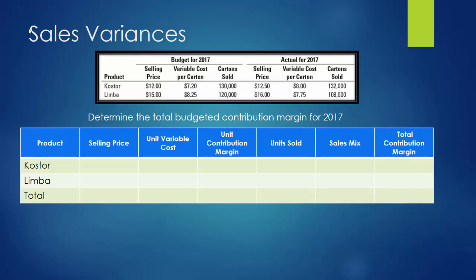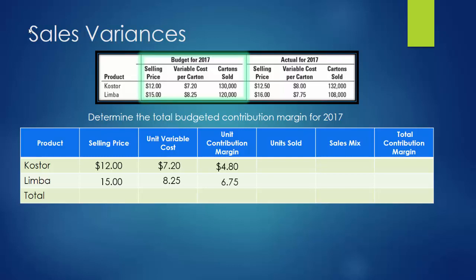But before we get there, the first thing we've got to start with is figuring out what our total contribution margin was budgeted to be. So for the Costor, we're going to grab all of this information from the budgeted section. We budgeted that this particular product line was going to sell at $12 apiece. And for the Limba, we predicted it was going to sell for $15 per carton. The Costor was going to cost $7.20 to make, while the Limba was going to cost $8.25. And we know that our contribution margin is just our selling price minus our variable cost. So for the Costor, if we sold it at $12 and it cost us $7.20 to make it, we would have a contribution margin of $4.80 for each carton that we sold.